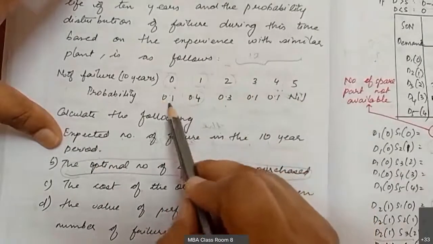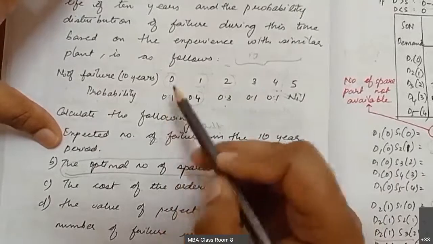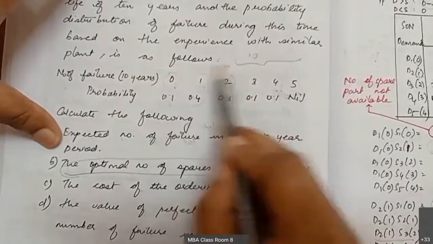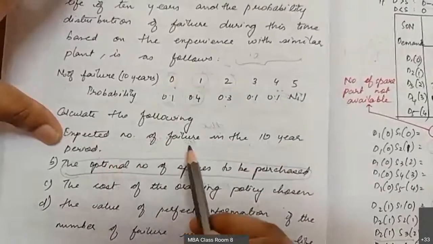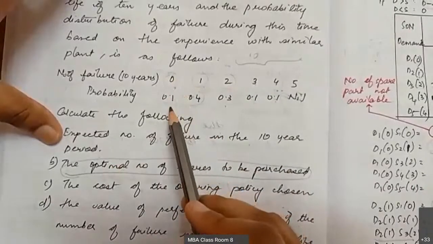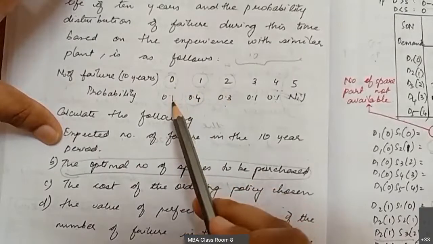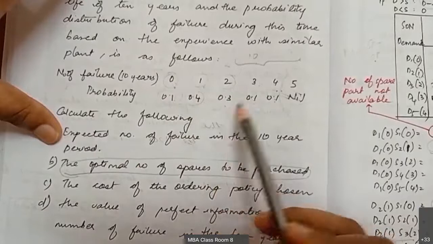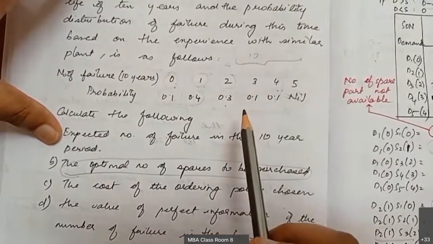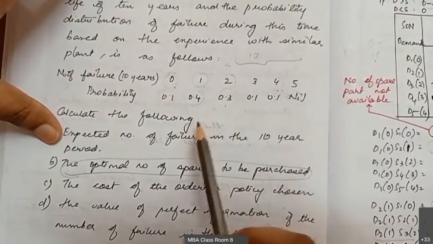Okay, there is a 0.1 probability that 0 failures occur. This data is given for a period of 10 years. So to find the expected number of failures, just multiply these two values and add them. 0 into 0.1 plus 1 into 0.4 plus 2 into 0.3 plus, like that. Is it clear? That is the first one.